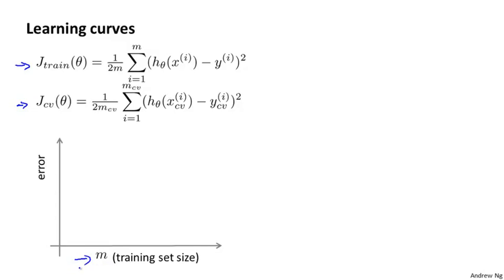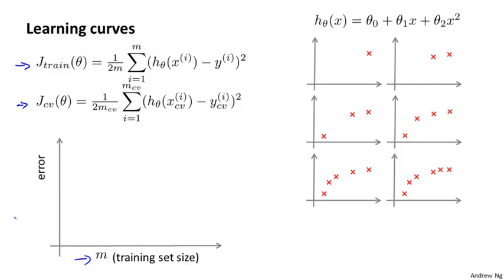But what I'm going to do is artificially reduce my training set size, so that I deliberately limit myself to using only say 10 or 20 or 30 or 40 training examples, and plot what the training error is and what the cross-validation error is for these smaller training set sizes. So let's see what these plots might look like.